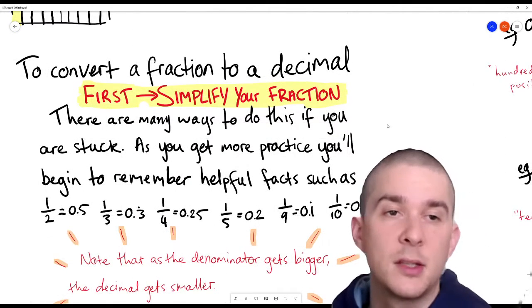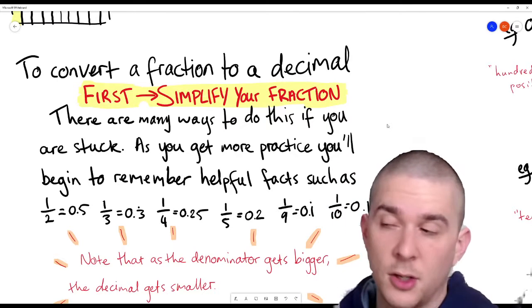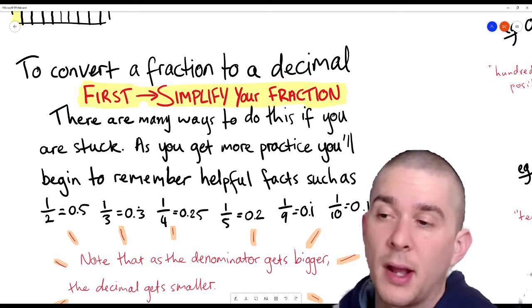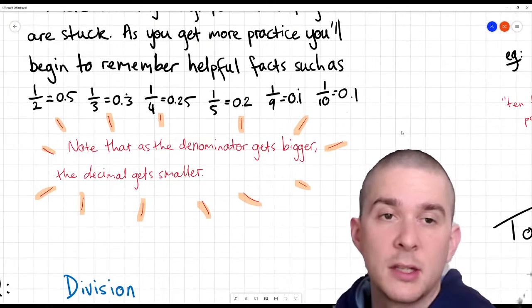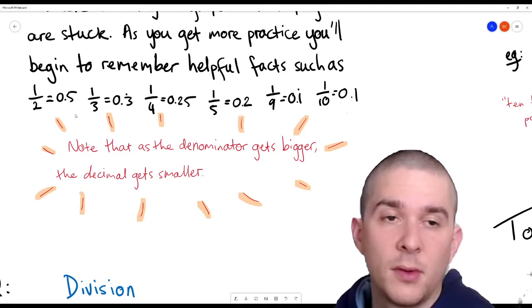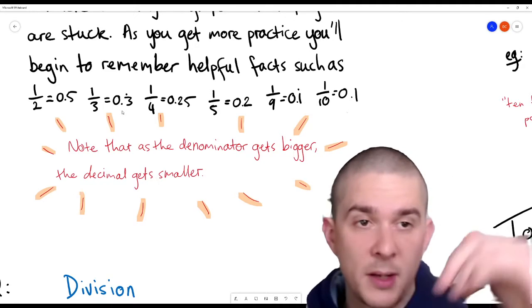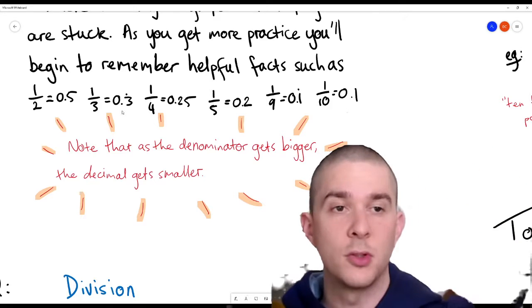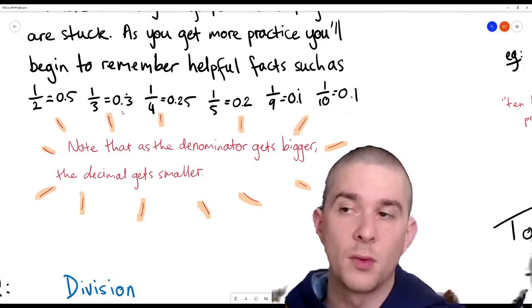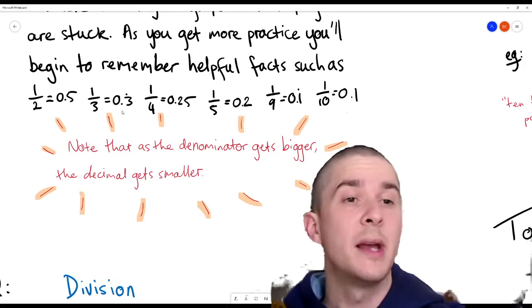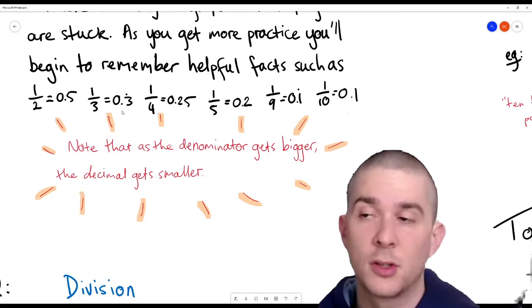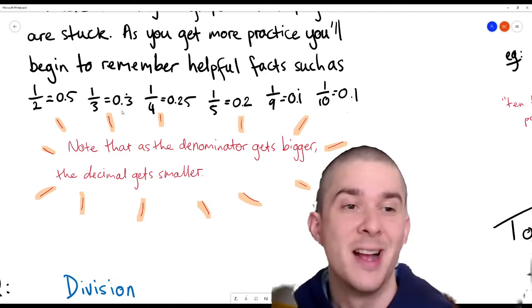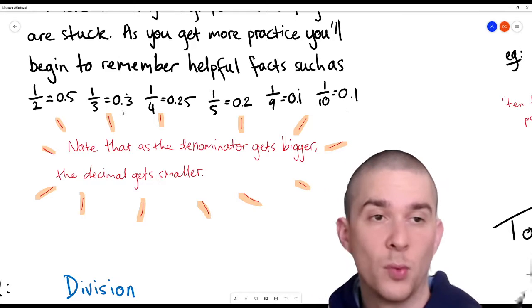Now, there are many ways to do this if you're stuck. You can experiment and try different things. As you get more practice, you'll begin to remember helpful equations, such as 1/2 is 0.5, 1/3 is 0.3 repeater. We were just talking about that. 1/4 is 0.25, 1/5 is 0.2, 1/9 is 0.1 repeater, so that's 0.1111111 forever, and finally 1/10 is 0.1.